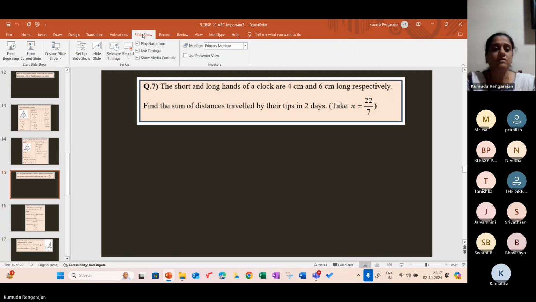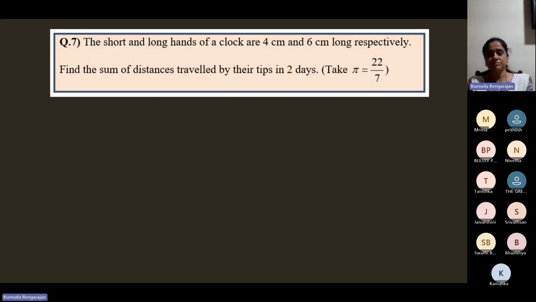Yeah. Try this. The short and long hands of a clock are 4 centimeters and 6 centimeters long, respectively. Find the sum of the distances traveled by their tips in 2 days.